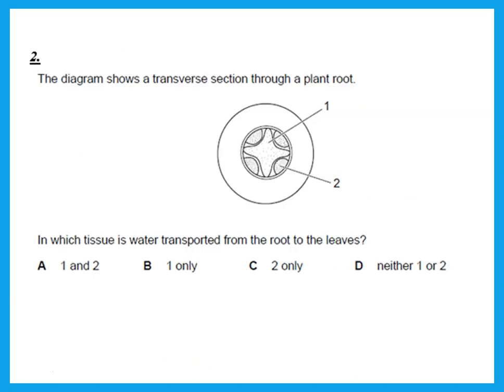The diagram shows a transverse section through a plant root. In which tissue is water transported from the root to the leaves? You know that water is transported through what? Through the xylem. So basically, it's asking you which of these is the xylem. That is the one labeled 1. So my answer is B.